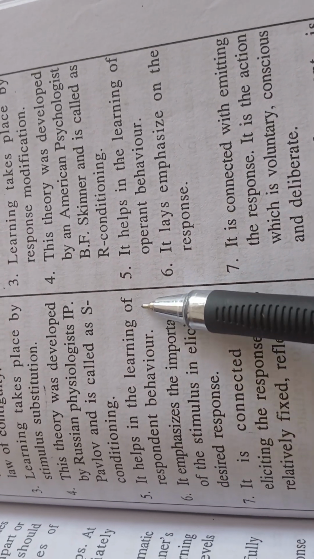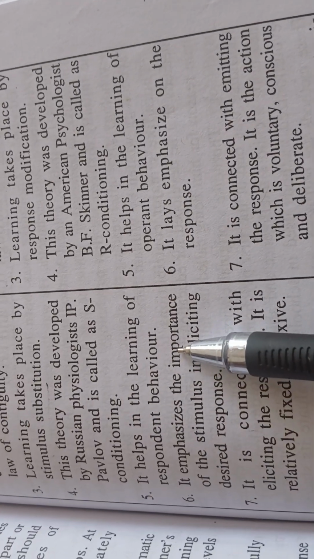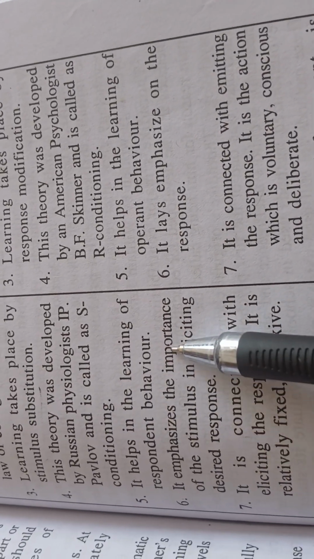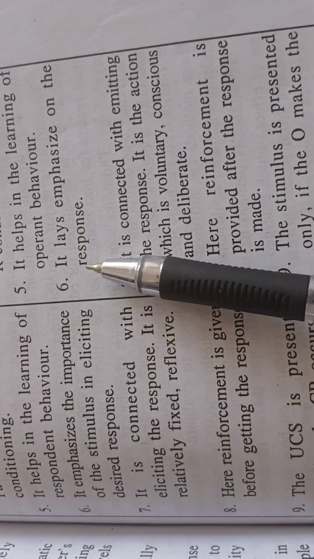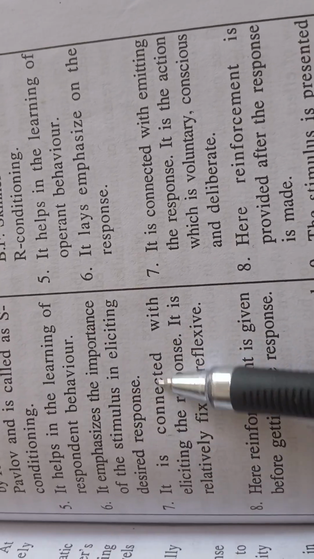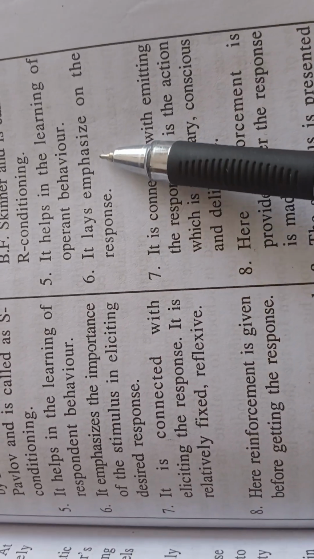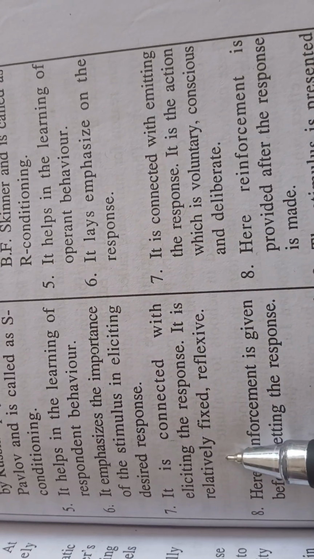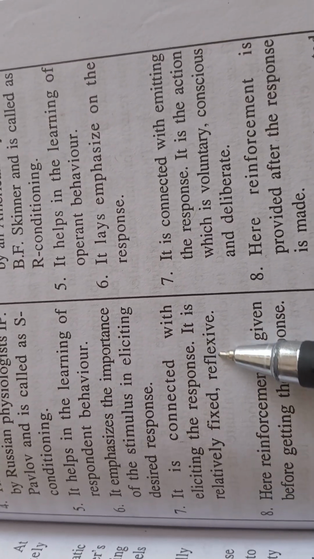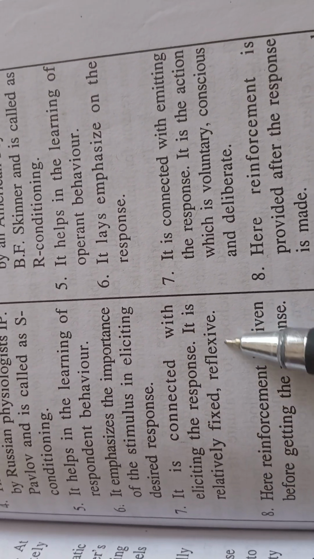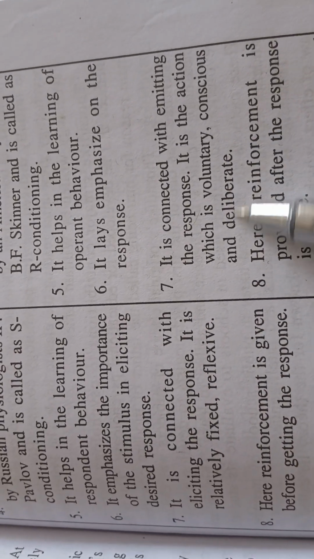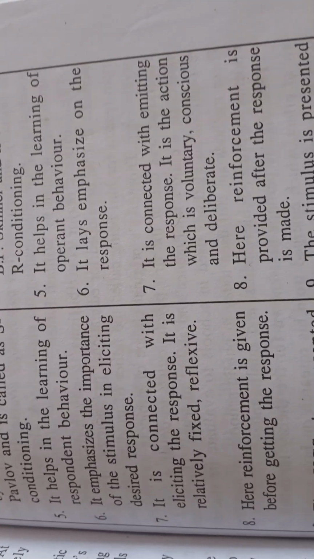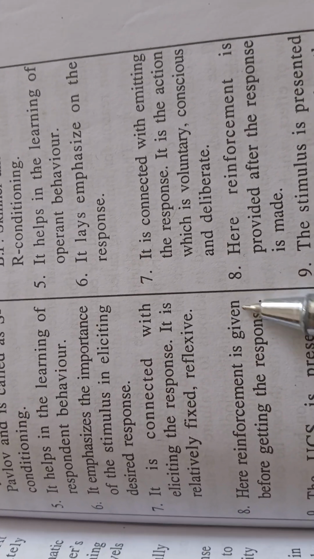Now fifth, it helps in the learning of the respondent behavior, like what the respondent is going to behave, and it helps in the learning of the operant behavior. It emphasizes the importance of the stimulus in eliciting the desired response, and it lays emphasis on the response. It is concerned with eliciting the response. It is relatively fixed and reflective, like it is fixed, whereas it may be deliberate and voluntary, and here the reinforcement is given before getting the response.